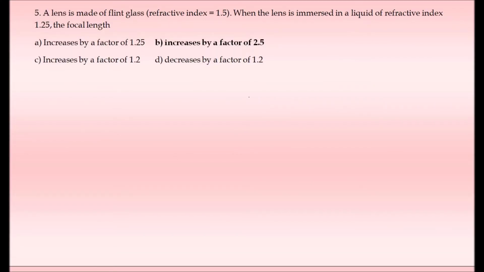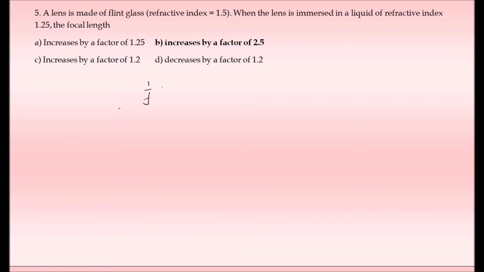Now the next problem is problem number 5. A lens is made of flint glass having refractive index 1.5. When the lens is immersed in a liquid of refractive index 1.25, then the focal length is. So the refractive index of the material of the lens is given, the refractive index of the medium is given, and you just have to make a calculation by applying the lens maker's formula.